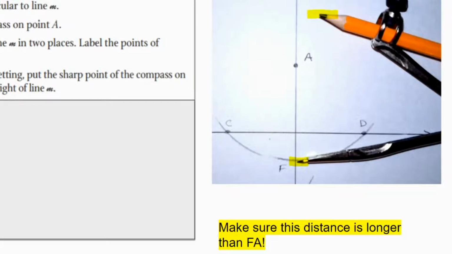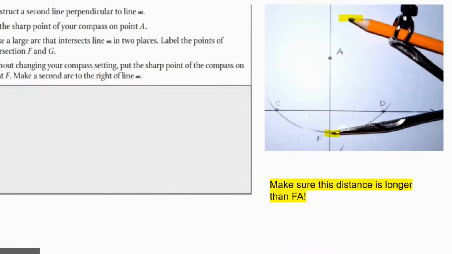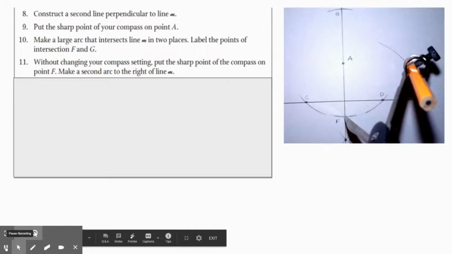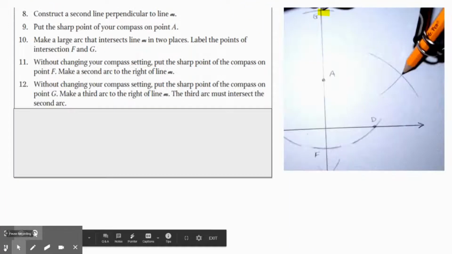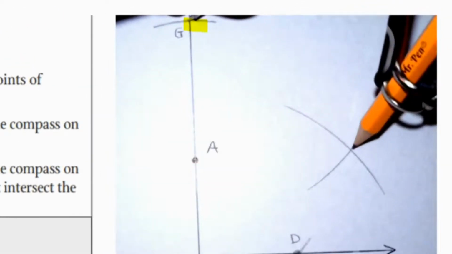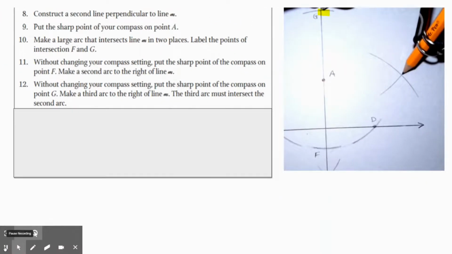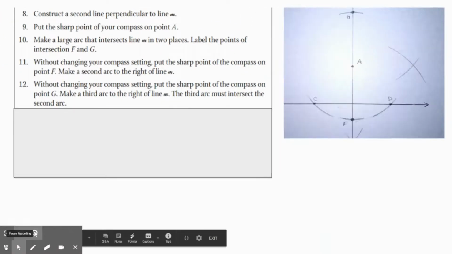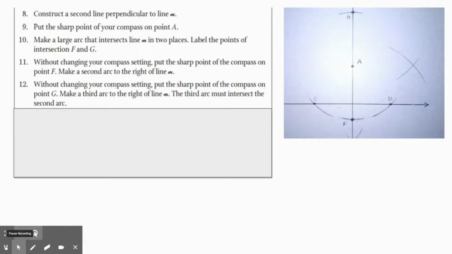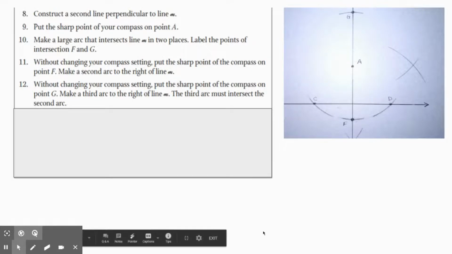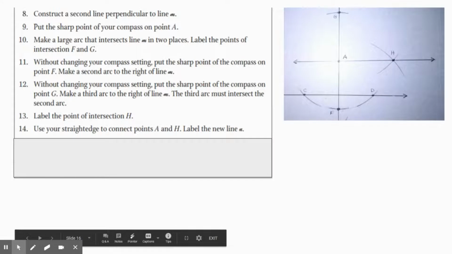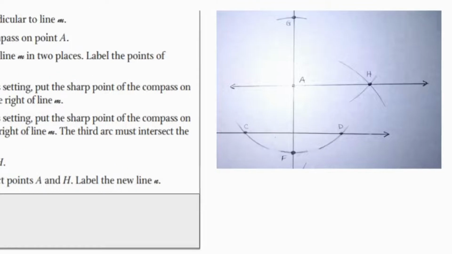Now you're going to want to take the sharp point and put it on point F. And also extend your compass so it goes past A, because remember, you got to go more than halfway. And then make an arc from point F. Now put the sharp point on point G, keeping the distance the same. You're going to find out where these two arcs intersect. Once you have the two arcs intersecting, you're going to draw a line through point A to where they intersect, and we'll just label that point H.